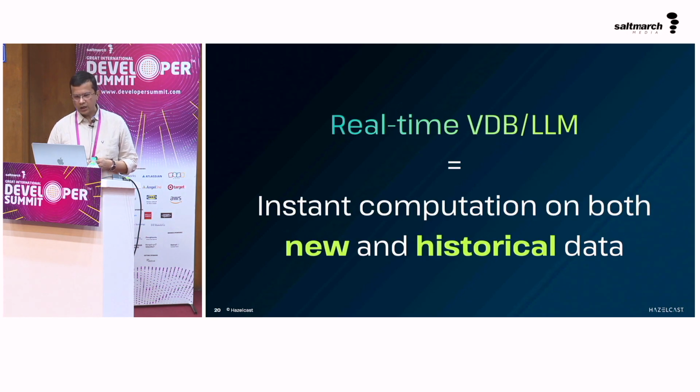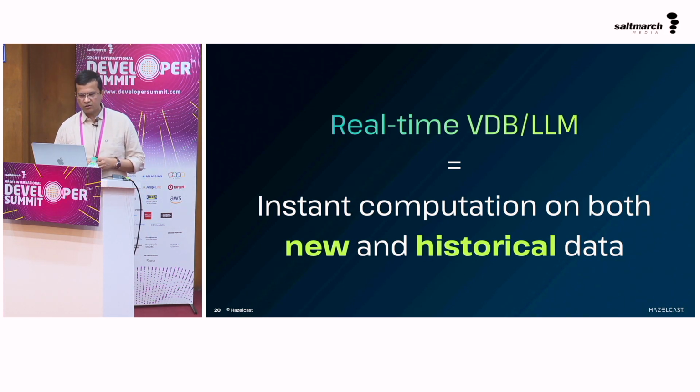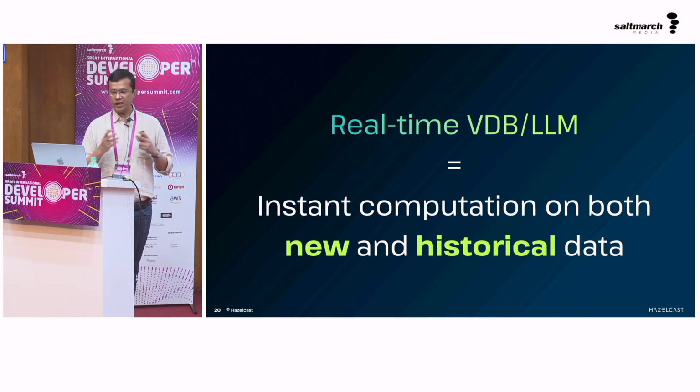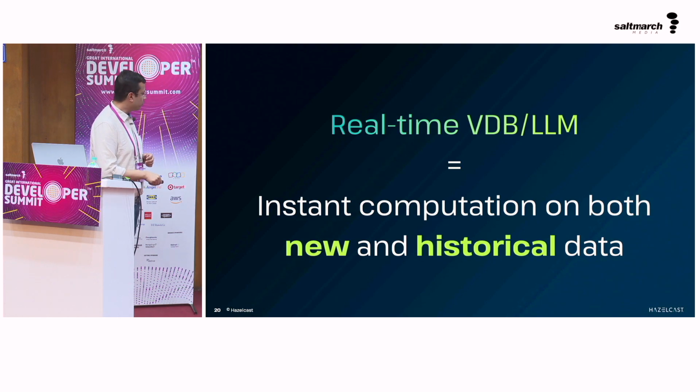So a real-time vector database is basically instant computation on new and historical data, right? So this is an important bit where Hazelcast helps: new, streaming-in data and historical data which is already there, club it and act upon it, right?